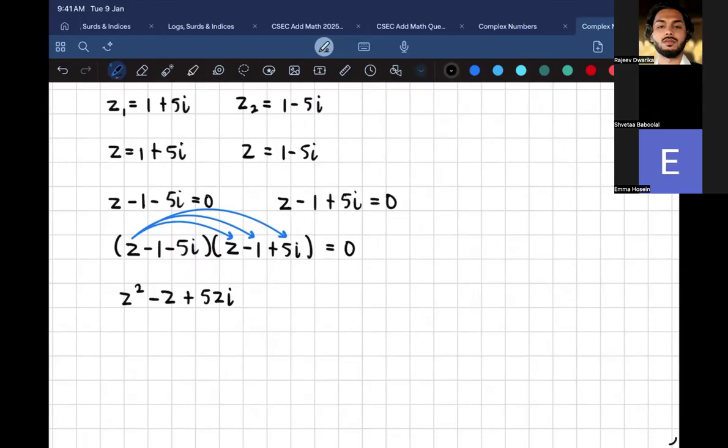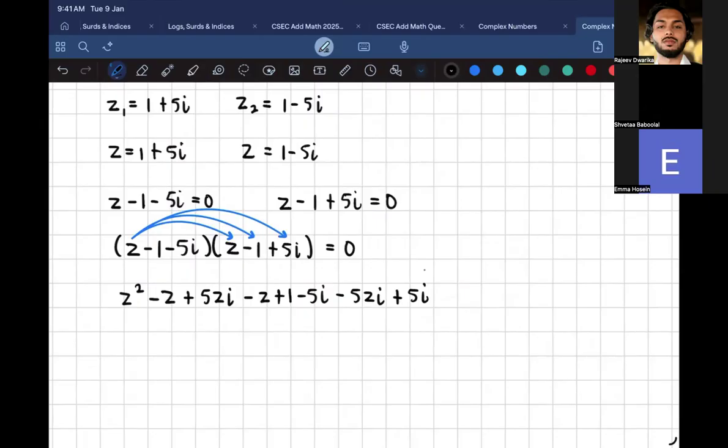Then we're going to multiply minus 1 by everything. That's going to be minus 1z, which is just minus z. Minus 1 by minus 1 is plus 1. Minus 1 by plus 5i is minus 5i. Then we're going to end up with minus 5z, minus 5 times minus 1 is plus 5, and plus 5i.